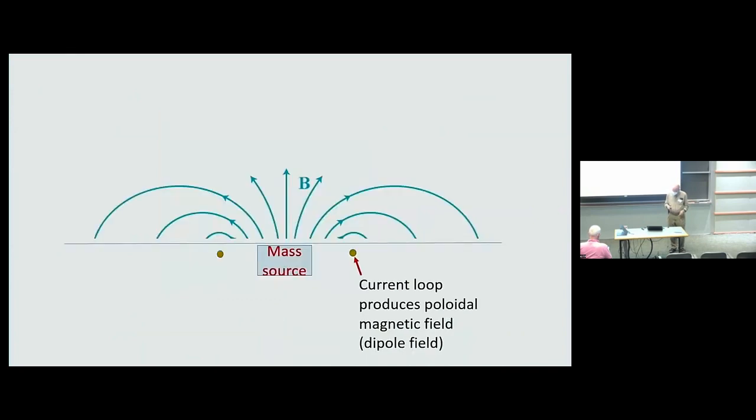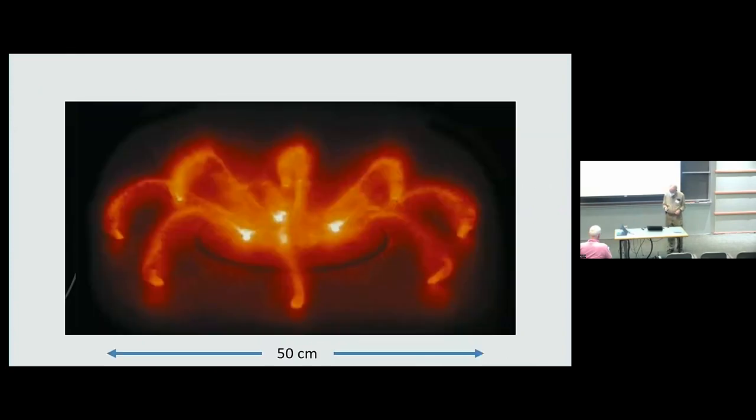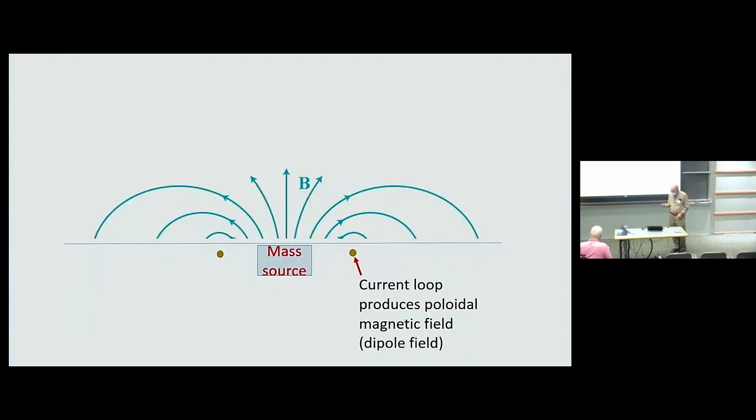And the initial geometry looks like this. We have a coil, or a current loop, shown here, that's making a dipole magnetic field. There's symmetry about the vertical axis, and there's a mass source down there. And here's a picture of what that dipole field looks like. It lights up with plasma that's showing those magnetic field lines, and the diameter there is about 50 centimeters. So we go back to the sketch. So the current loop is producing that poloidal magnetic field or dipole field.